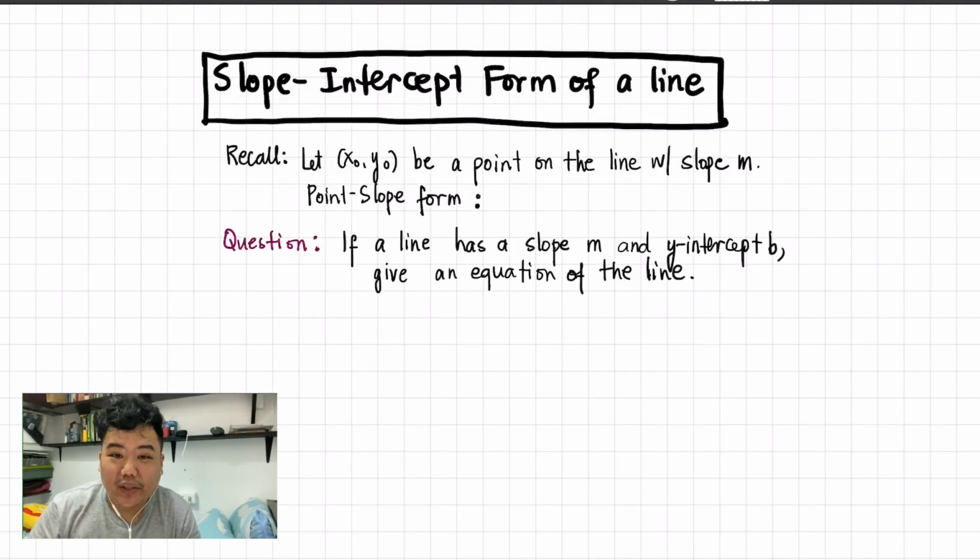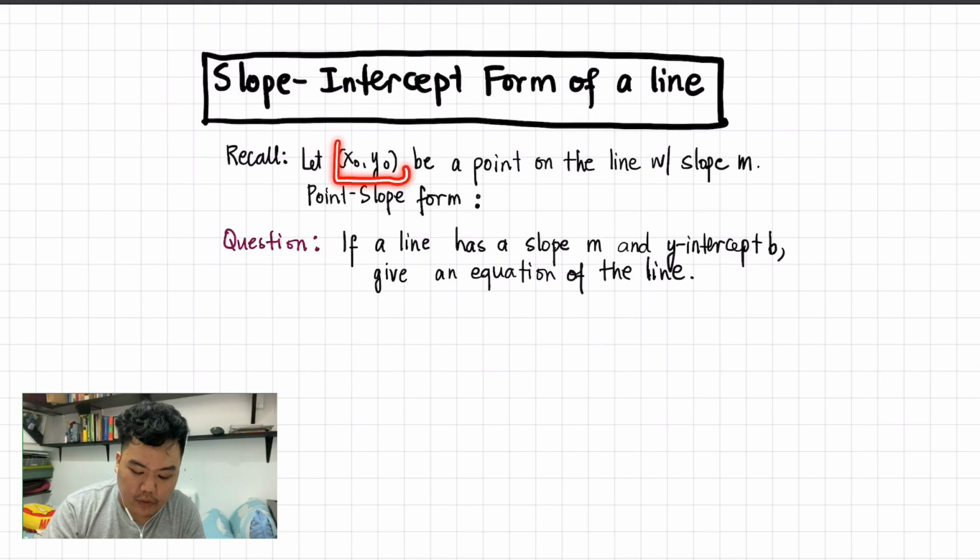Hello, in this video, we're going to study another equation of a line. We call this the slope-intercept form of a line. Basically, you're given the slope and the intercept. What's the equation? But let us first recall our previous lesson.